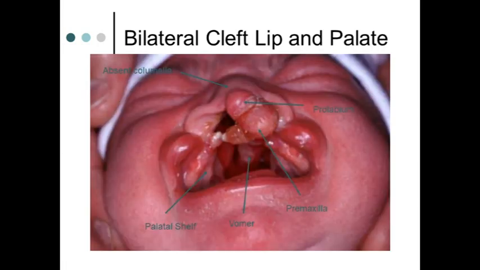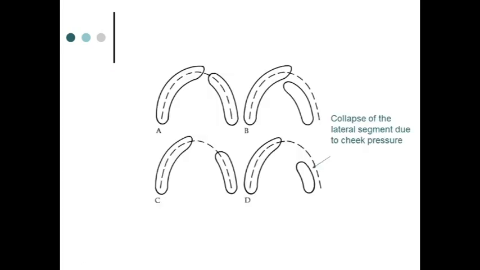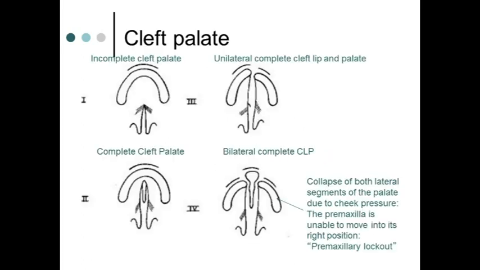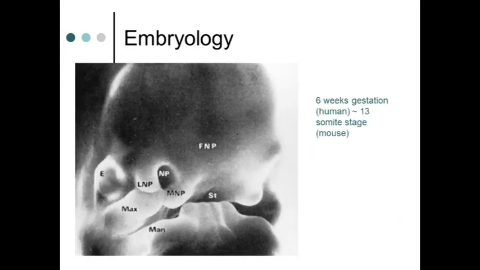It's a bilateral cleft lip, prolabium and premaxilla are jutting. Bilateral cleft lip and palate. There is a collapse of the lateral segments due to cheek pressure. The incomplete cleft palate, the unilateral complete cleft lip and palate, complete cleft palate, and bilateral complete cleft lip and palate. If we understand these pictures and diagrams, this will help us very much to understand the anatomy. There is collapse of both lateral segments of the palate due to cheek pressure. The premaxilla is unable to move to its right position.